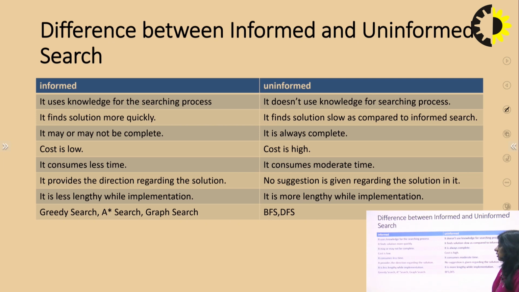Informed search consumes less time, uninformed search consumes moderate time. Informed search provides the direction regarding the solution, and in uninformed search no suggestion is given regarding the solution. Informed search is less lengthy while implementation, but uninformed search is more lengthy while implementation. Examples of informed search are greedy search, A star search, and graph search, and uninformed search examples are BFS and DFS.